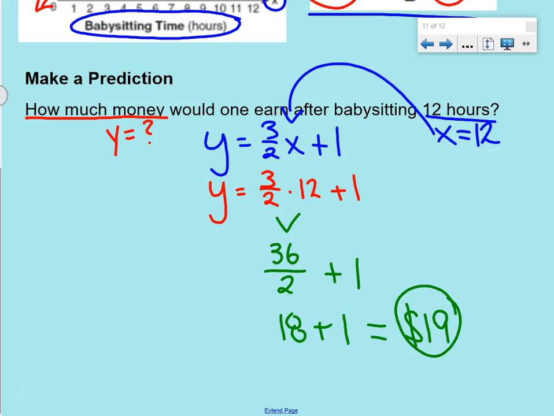Now, I don't know about you, but if I babysat for 12 hours, I would want a whole lot more than $19. So I don't think I would be babysitting for those people.